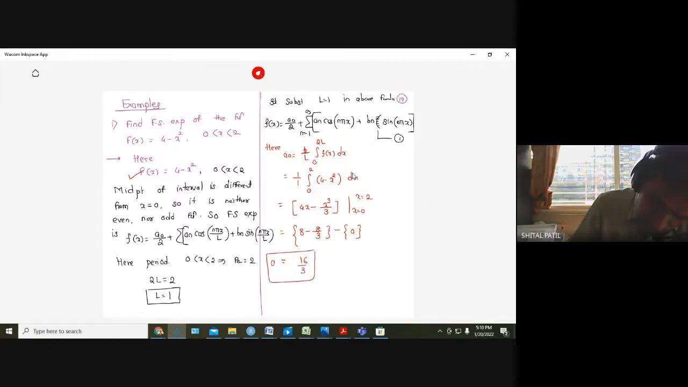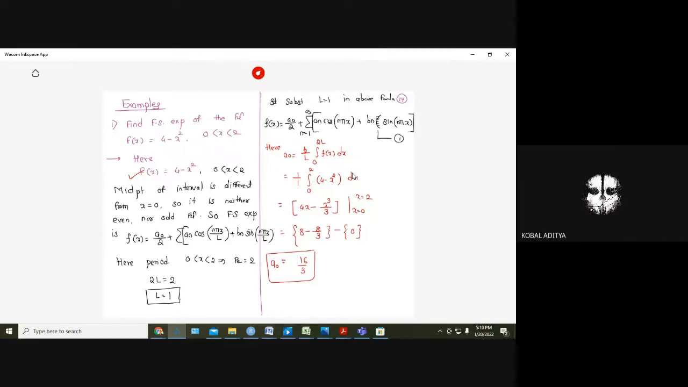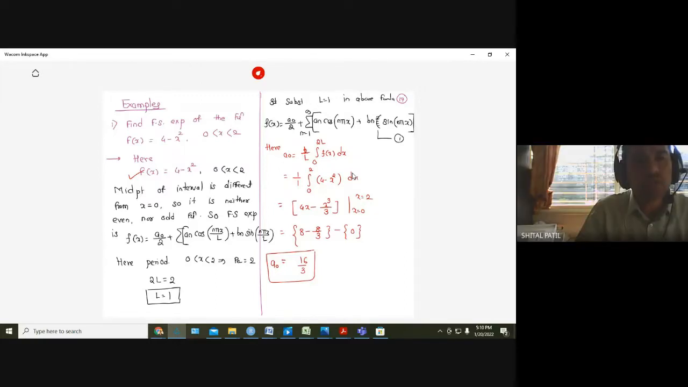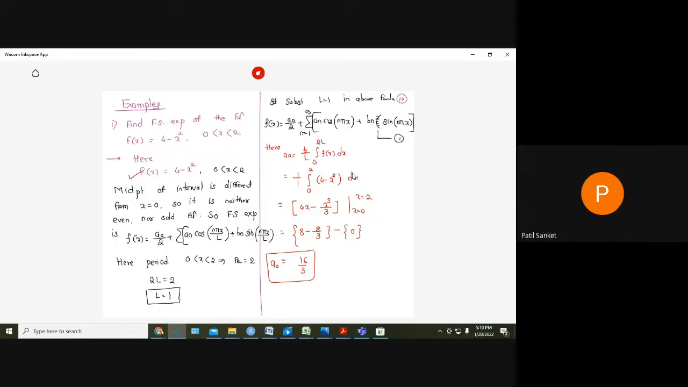So in MCQ there may be a question on finding A naught. So we can write directly A naught equal to 1 upon L integration from 0 to 2L of f of x dx, and it is equal to 16 by 3. Okay, let me change the page. Can I go to the next page? Everyone understood how to find the A naught?